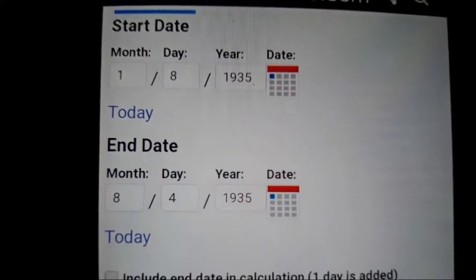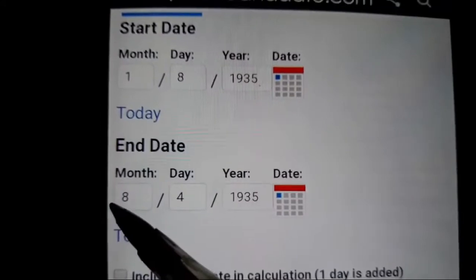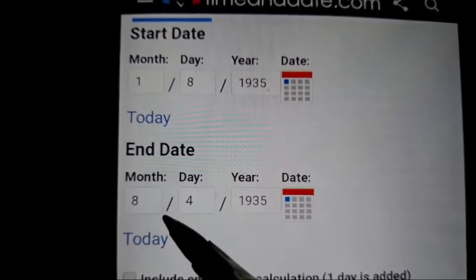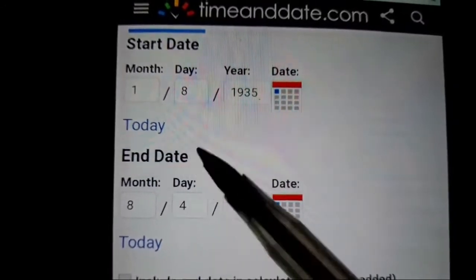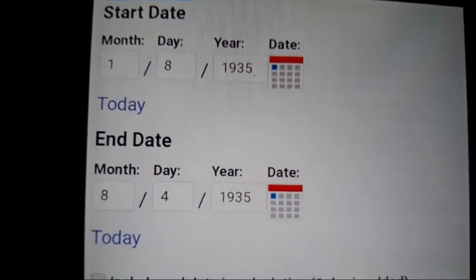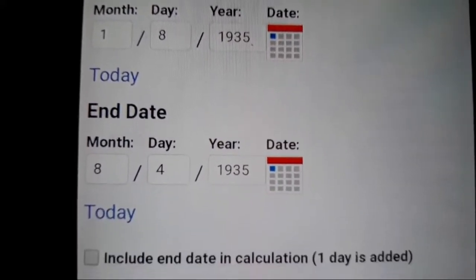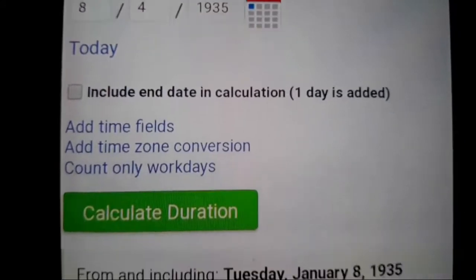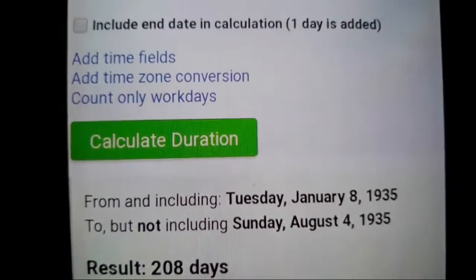Now I'm going to show you the days in between Elvis and Barack's birth date. Remember, this is not the year, this is just the day. Barack was born on 8/4, so 1/8 to 8/4, only the date, not the actual year. How many days in between Elvis and Barack? It's 208.